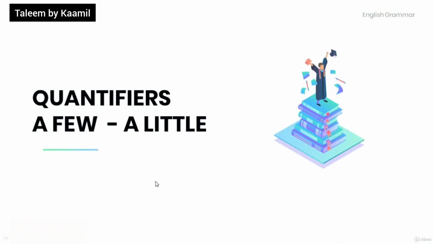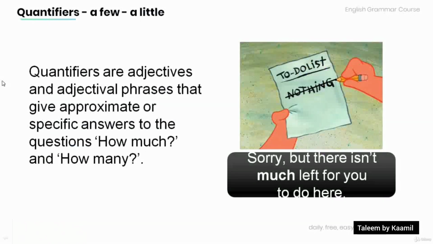Welcome to this tutorial. Today, we're going to talk about quantifiers, a few and a little. Now, quantifiers are adjectives and adverbial phrases that give approximate or specific answers to the questions how much and how many. Have a look at the example over here. Sorry, but there isn't much left for you to do here. The word much in the sentence is a quantifier, and it tells us how much work is left to do.